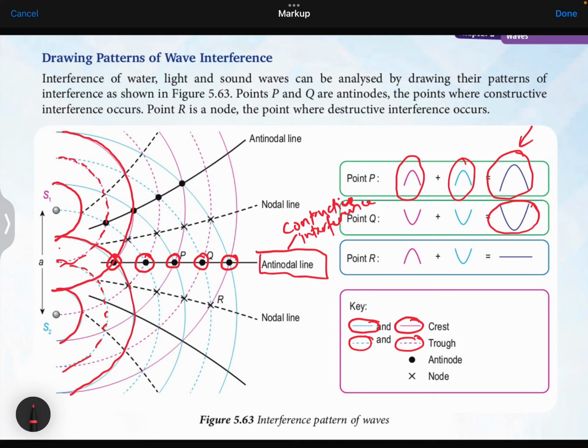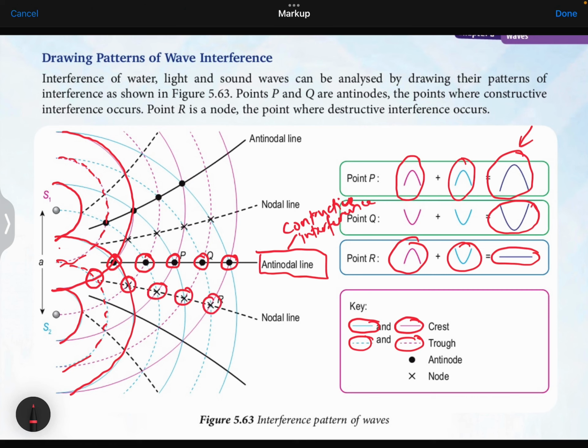And then you can see here where crest and trough meet, they will cancel each other, so there will be no wave at that particular point. So where is it? You try to find where crest and trough meet. It is here and here. See that? This is where crest and trough meet.